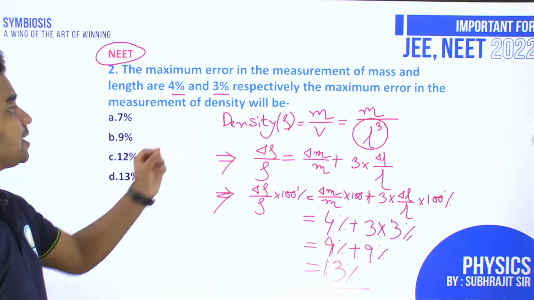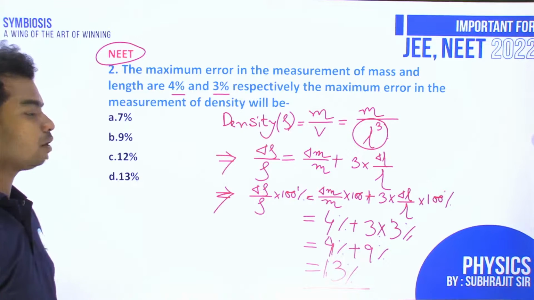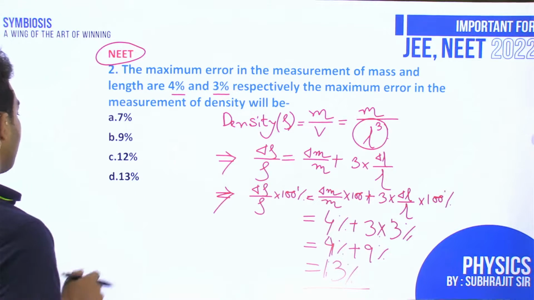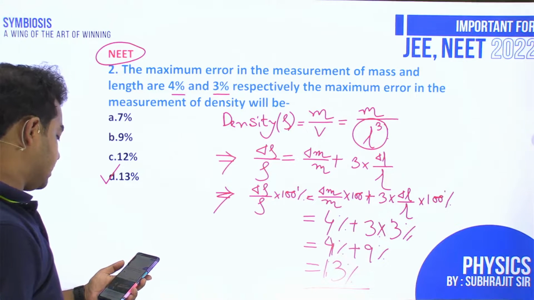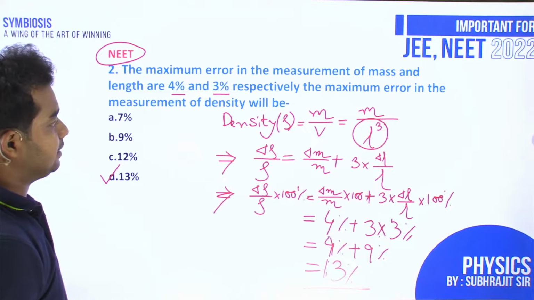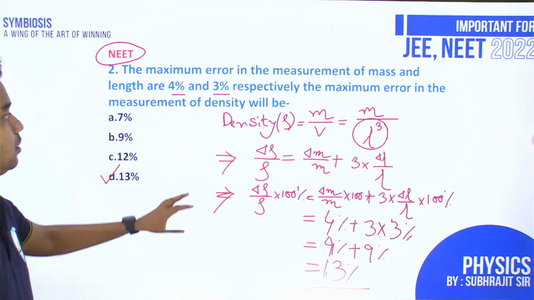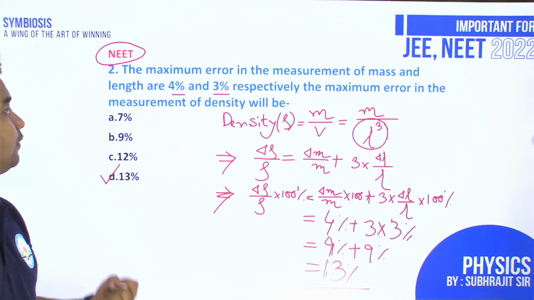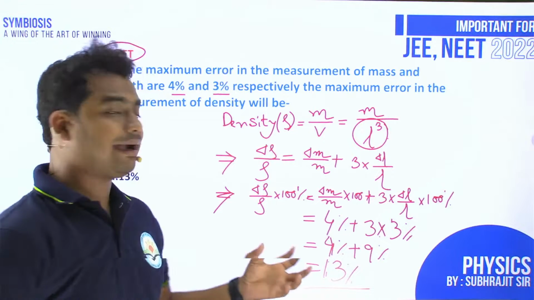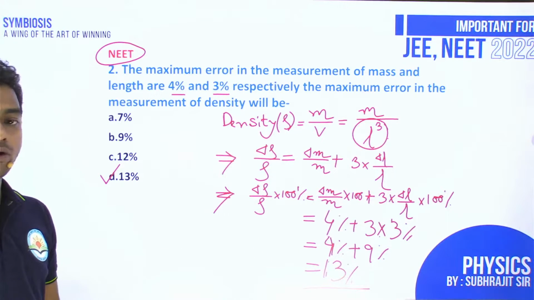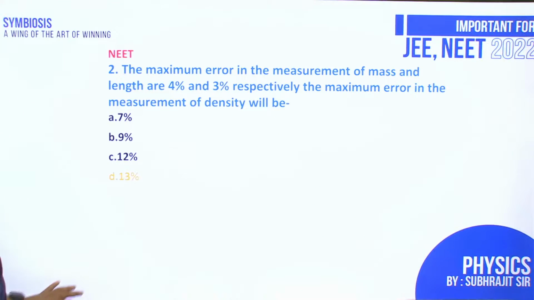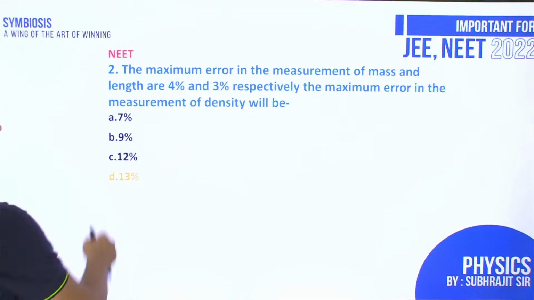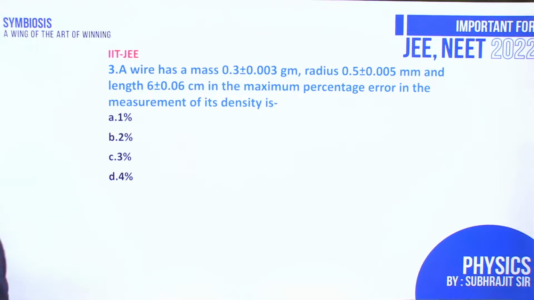So the question is the maximum error in the measurement of density will be, so the answer is 13%, means option number D. Got it, everyone? Answer D is correct. You can take the screenshot. So 13% is the correct answer. Now move to the next question. Next question number 3, that is important for IIT JEE.